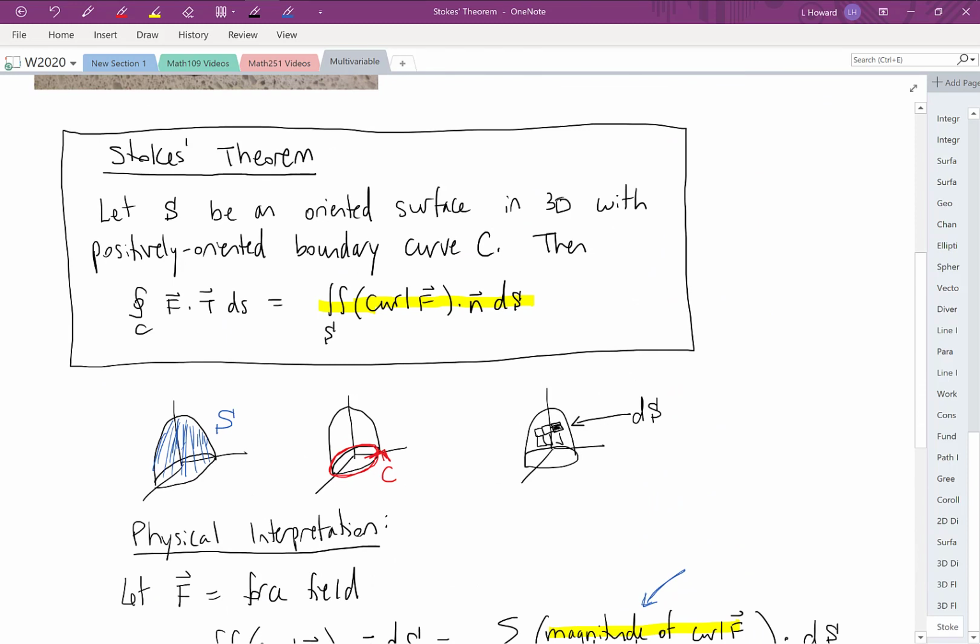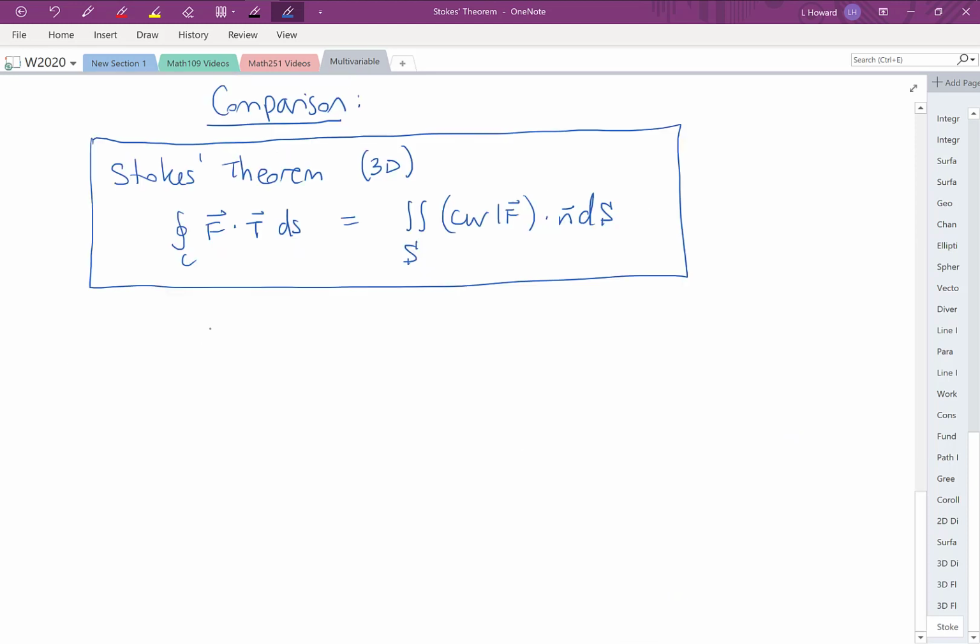So that's the physical interpretation behind Stokes' theorem, basically saying the work done by F around this closed curve C, well, we're doing the surface integral of the normal component of the curl of F, where this vector n here just represents a unit normal vector to our surface. So let's try to make a connection with something that we saw earlier in the video series.